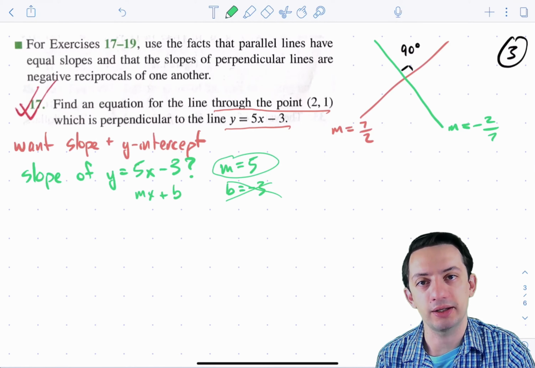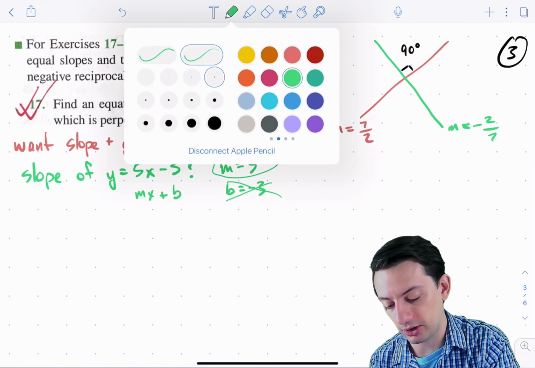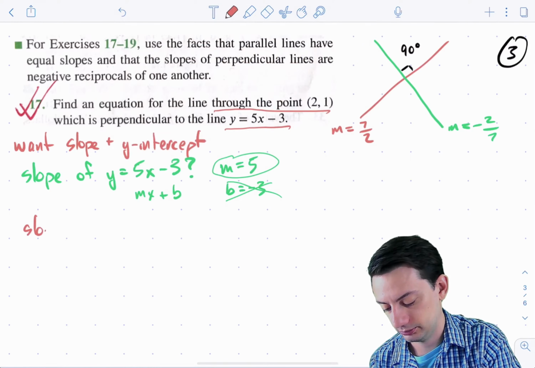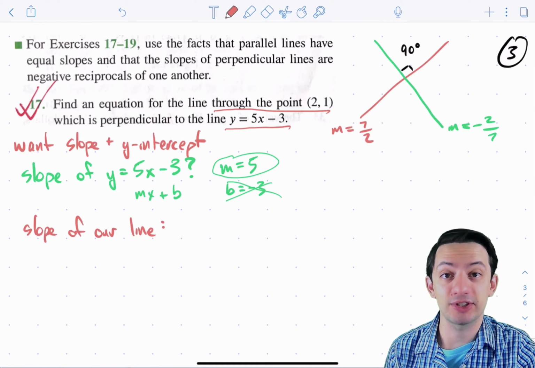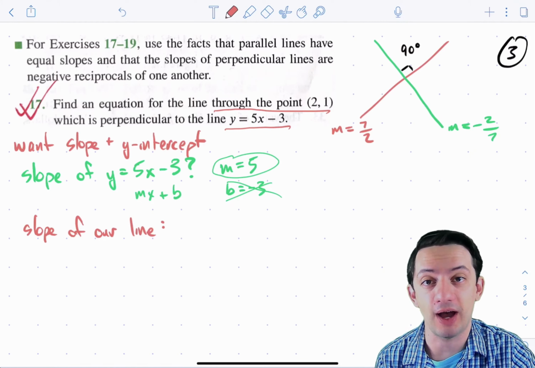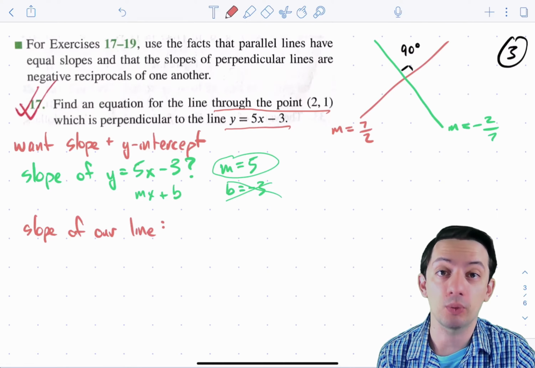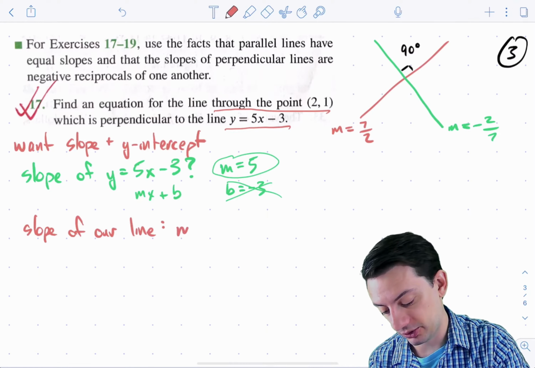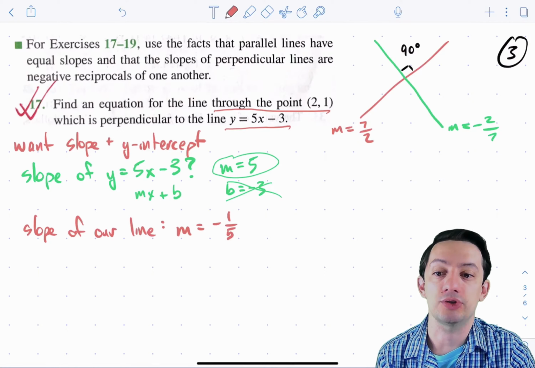So our line is perpendicular to a line with slope 5. That means the slope of our line is the negative reciprocal of 5. So when you flip 5, it doesn't look like a fraction, but it's really 5 over 1. So when you flip it, you get 1/5, and the reciprocal is negative 1/5. Okay, so now we know the slope.